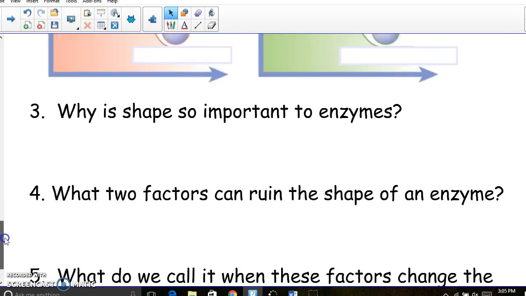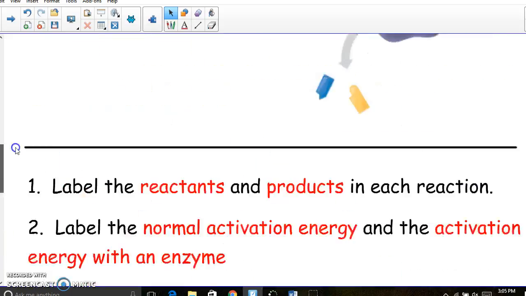And then you should be able to find the answers to the last 3 questions in your notes.